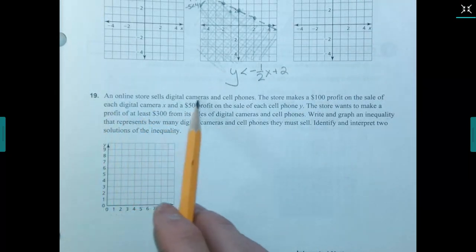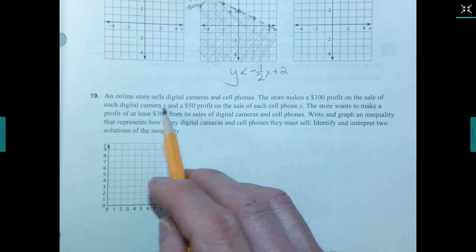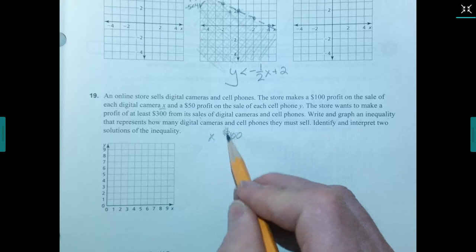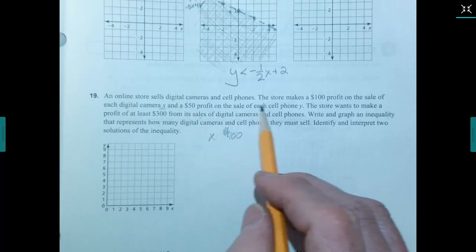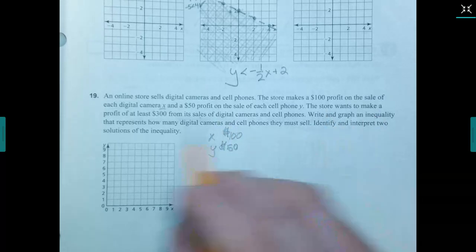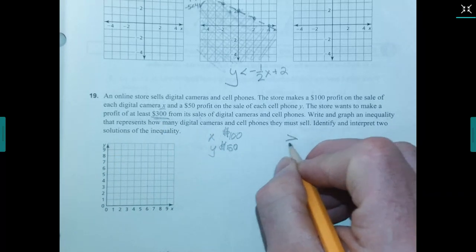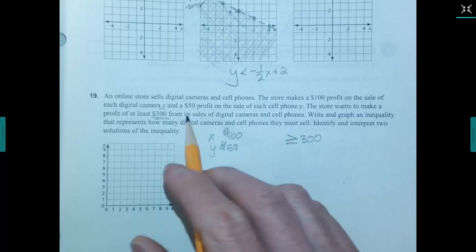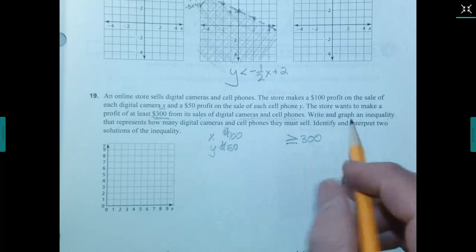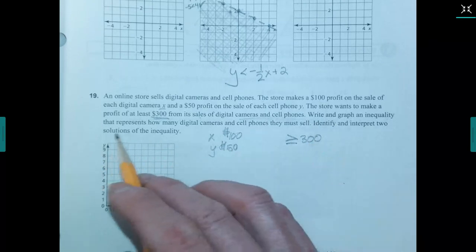An online store sells digital cameras and cell phones. The store makes a $100 profit on the sale of each digital camera, X. So X gets a $100 profit. And a $50 profit on the sale of each cell phone. Y is a $50 profit. The store wants to make a profit of at least $300. At least $300, so greater than or equal to 300, from its sale of digital cameras and cell phones. So we're going to have an X plus a Y. Write and graph an inequality that represents how many digital cameras and cell phones it must sell. Identify and interpret two solutions.